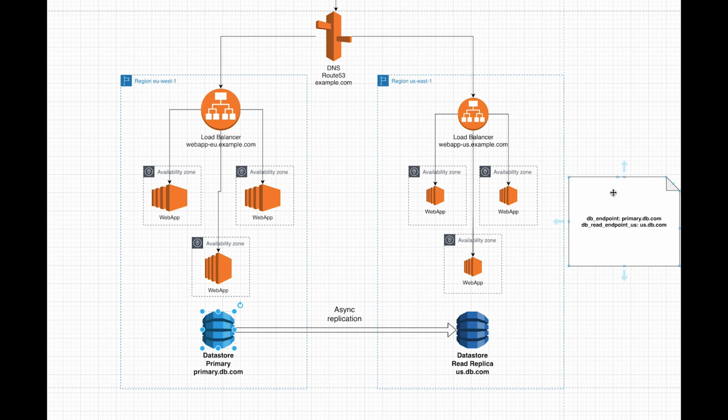So what you see here on the right-hand side is a configuration file. This is the config file that will potentially be on all of these web apps. This can be dynamic configuration, you can use services for that, but for the sake of this example, imagine it's a config file which contains the database endpoints that the applications will connect to. So your applications need to understand that there is a primary read and write endpoint which they have to use. This is primary.db.com, so the left one here. And then there will be a DB read endpoint for US, and your applications need to be aware of this fact, so that the web apps in the US East region, even though it's the exact same code as the web app in EU West, understand: okay, I'm actually in this US East region. I can use this data store for my reads.